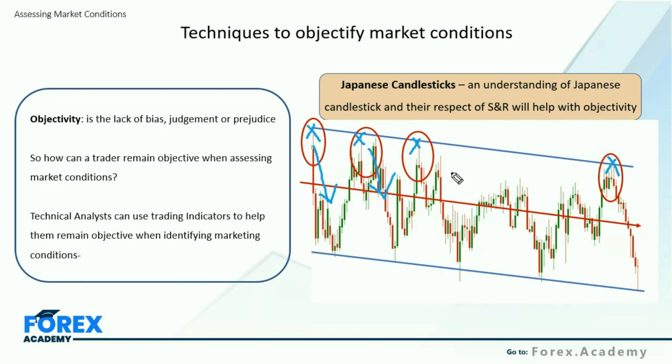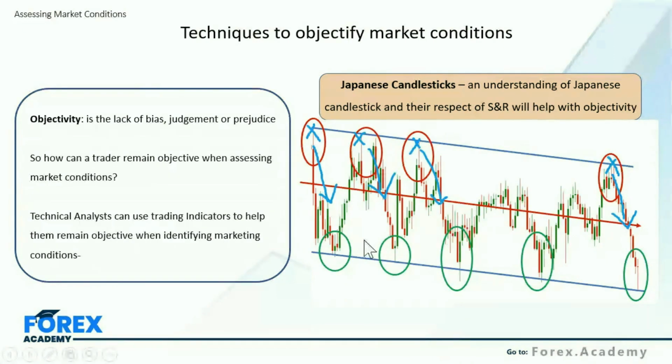And as you can see in this particular example, they can do so on many occasions. And the same applies to the downside. So if we understand Japanese candlesticks and how they respect and react with levels of support and resistance, all of a sudden we know this is a range bound market. And for those range bound traders, that can provide them with really interesting opportunities to push higher.